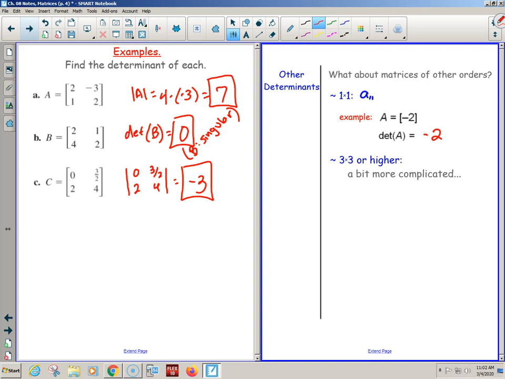So the determinant of a 1 by 1, check it. It's just the entry itself. That would be the determinant of A. Just the entry. That's it. That's easy. 3 by 3 or higher, well, then it gets kind of general.